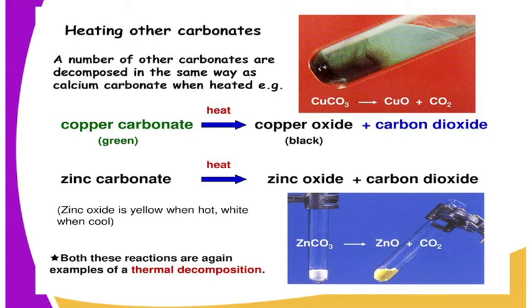And copper carbonate is green, but when we heat it, it turns black. That is because copper carbonate decomposes to form copper oxide plus carbon 4 oxide gas.